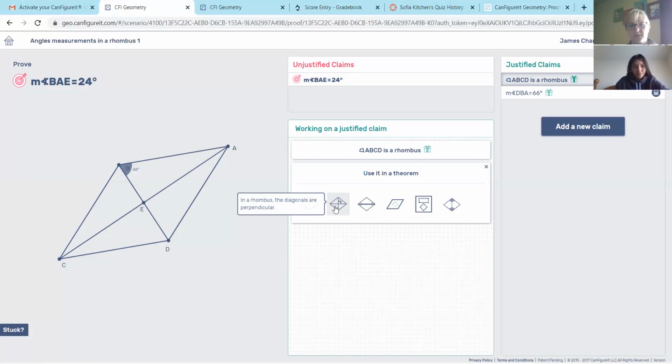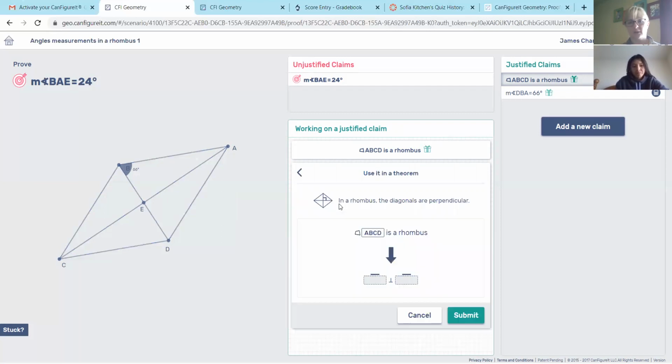So anytime your shape is a rhombus, you automatically get 90-degree angles on all four of these angles. When you cut it like a kite, you get 90-degree angles in there. So we're going to use this. And it's going to say, okay, so ABCD is a rhombus, which means that what lines are going to be perpendicular? So this line, AC, is going to be perpendicular to this line, which is BD.